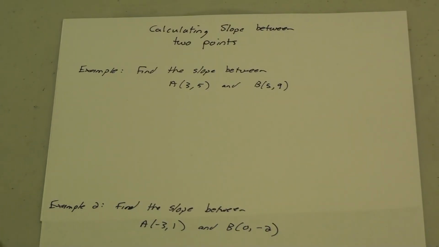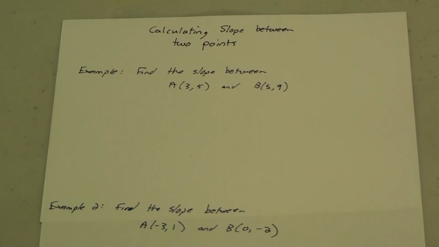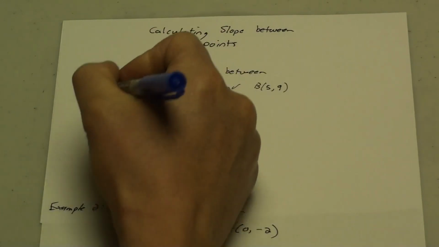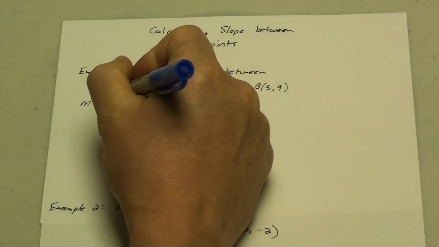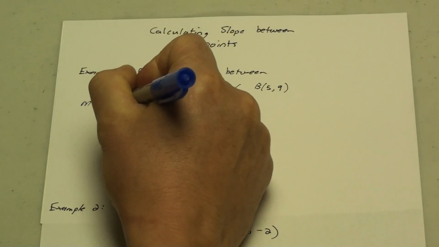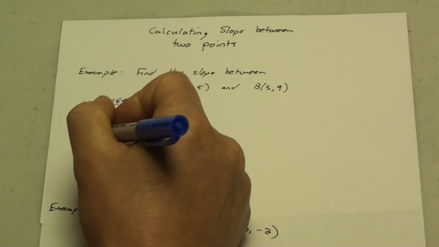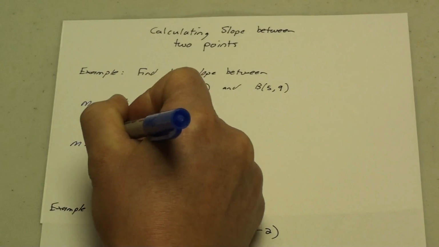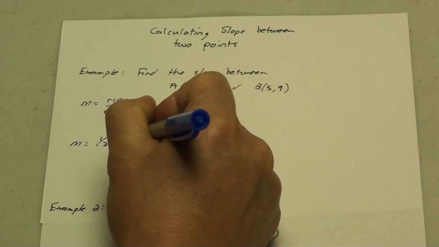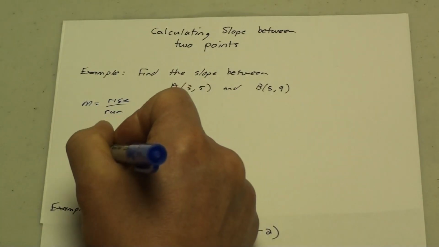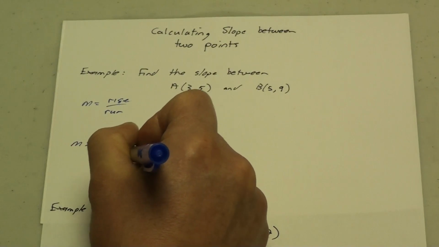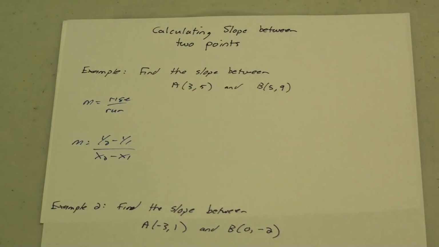Okay, in this lesson we're going to calculate the slope between 2 points, and we're going to do it using 2 different methods. Slope is the formula m equals rise divided by run. It also can equal the formula y2 minus y1, or difference in y, divided by x2 minus x1, which would be your difference in x.